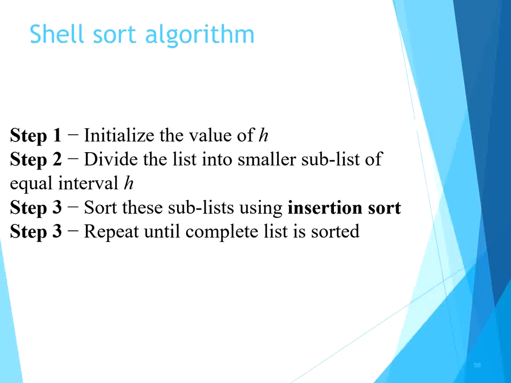Then we divide the list into smaller sublists of equal interval h. So basically h here is the interval, and in this algorithm first we divide the array into equal intervals, or into equal sublists. Then we sort these sublists using insertion sort. We have just gone through insertion sort, and we use it to sort the sublists, and at the end we get our list sorted.